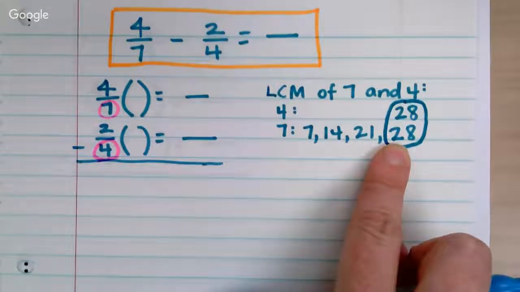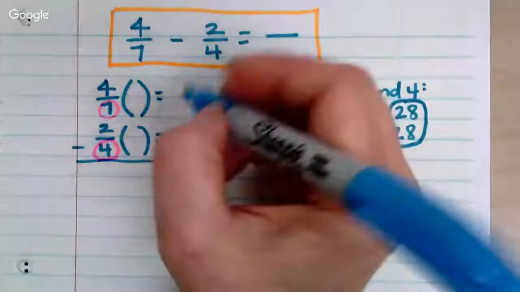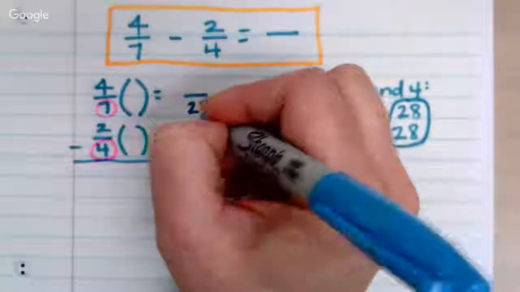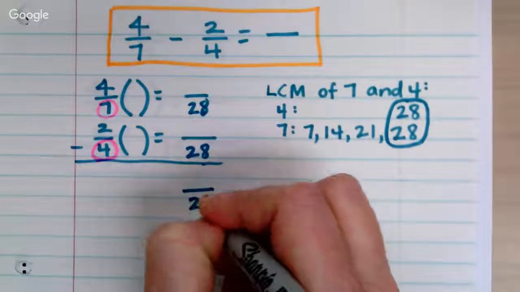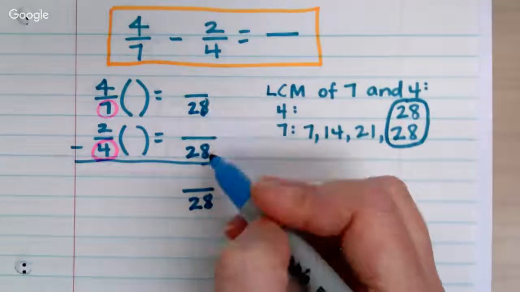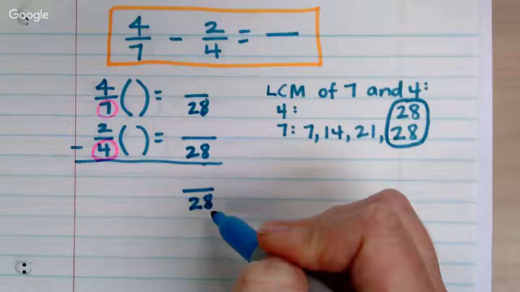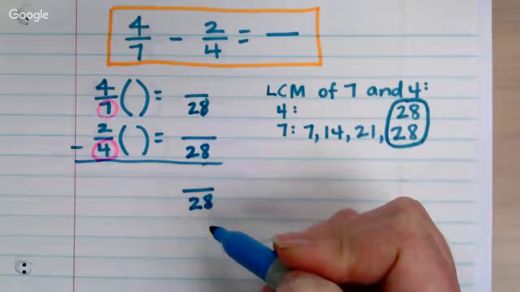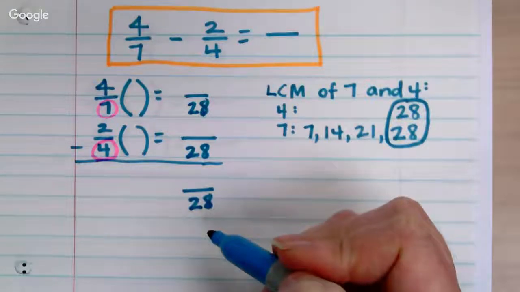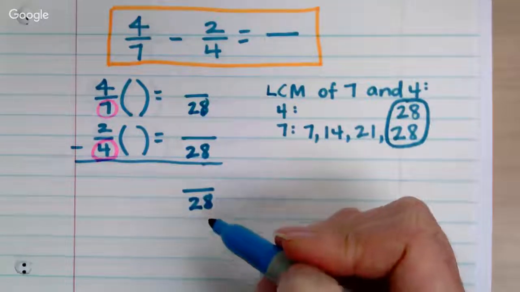Since they share the LCM of 28, that's a shared multiple, that becomes my denominator. I'm going to plug 28 into the denominator position in both of my fractions. That'll work. And I can also go ahead and plug 28 into my answer's denominator. Now I'm going to work one fraction at a time to create equivalent fractions.